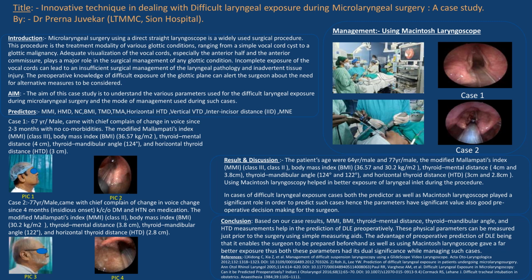Conclusion. Based on our case results, modified Mallampati score, body mass index, thyroid mental distance, thyroid mandibular angle, and horizontal thyroid distance measurements help in the prediction of a difficult laryngeal exposure preoperatively. These physical parameters can be measured just prior to the surgery using a simple measuring aid.